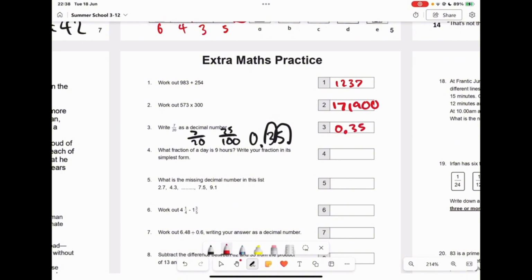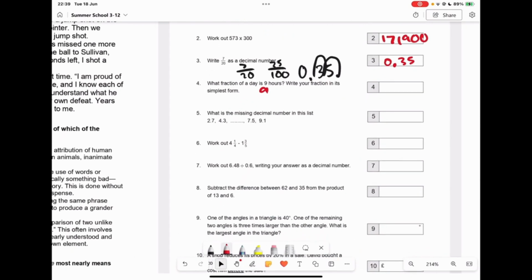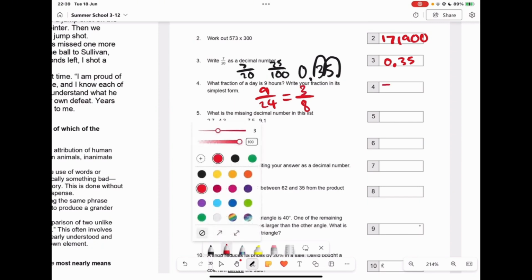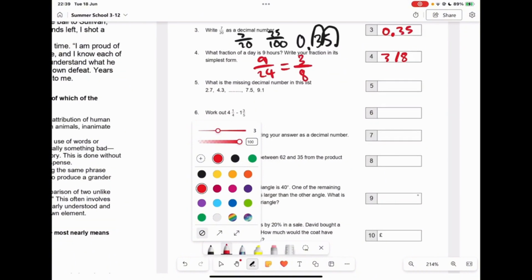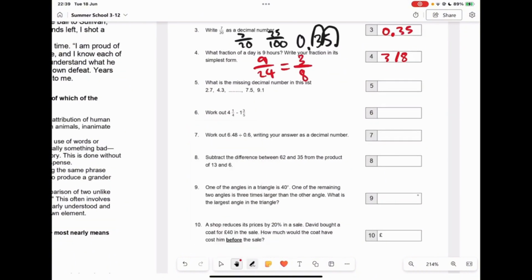Okay, what fraction of the day is 9 hours? And write it in the simplest form, so that'll be 9 over the total, which is 24 hours, and then we simplify, so we can divide both by 3, so you get 3 over 8, and that'll be the answer, 3 over 8.